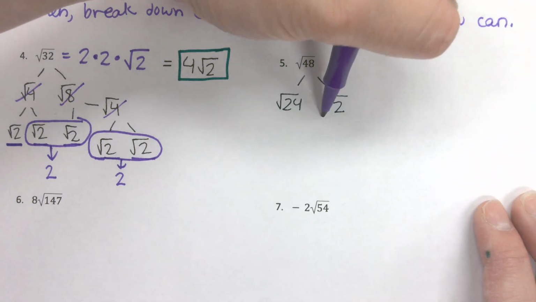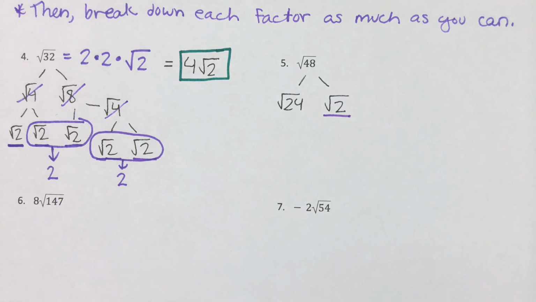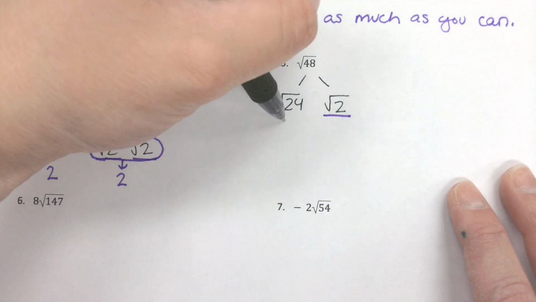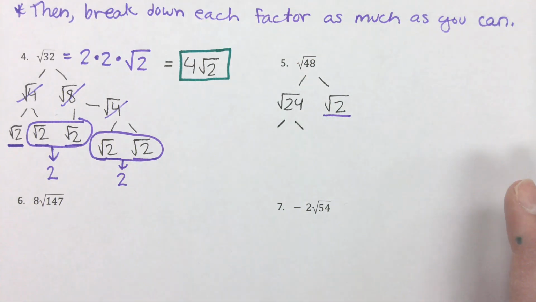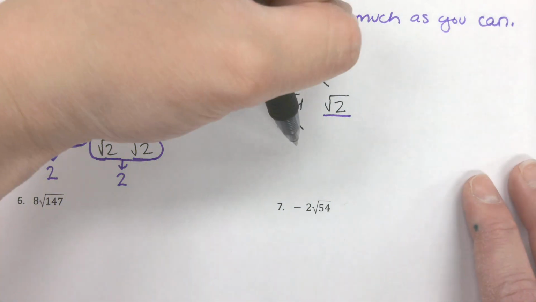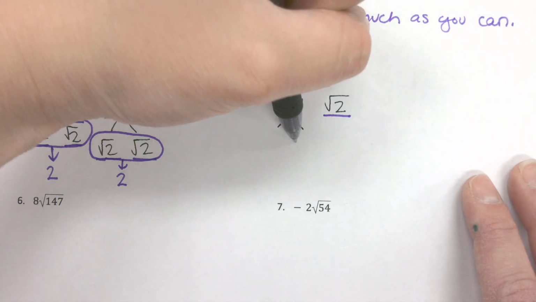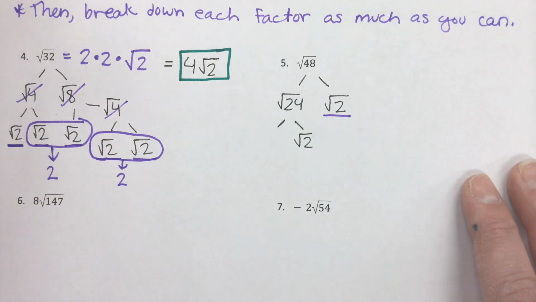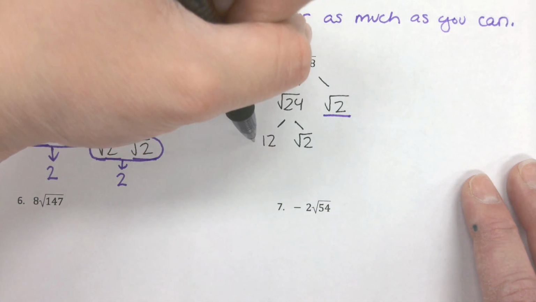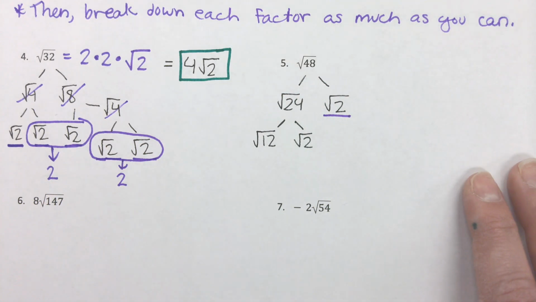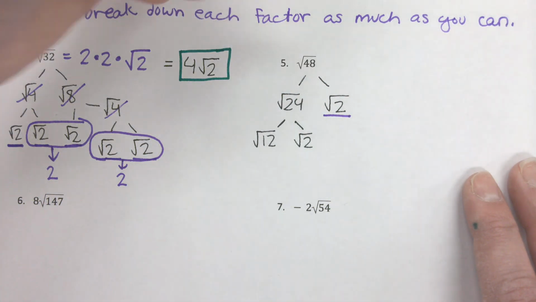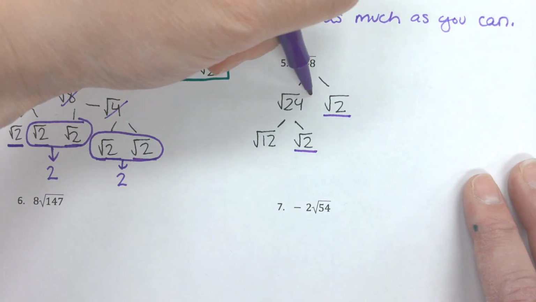Two is not going to break down further, so it's going to stop there. 24 will break down, and we have options with that as well. 12 and 2, sure. 6 and 2. You are taking me the long way, but that's fine. So we can break 24 into 12 and 2. I'm going to cross out 24 because we're done with it.